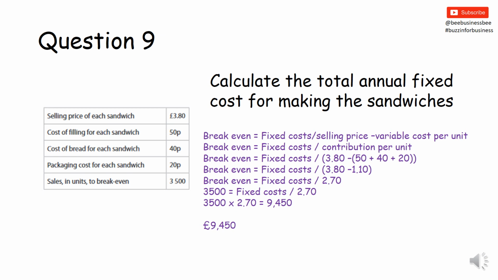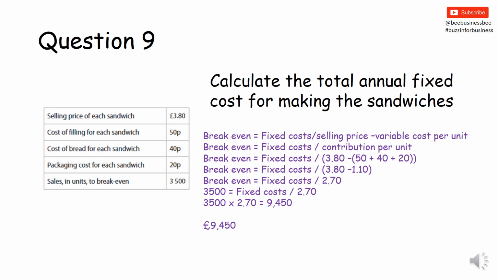So in this question here, it's one which requires you to rearrange a break-even formula. However, you would get 1 mark for writing out the break-even formula. So fixed cost divided by the selling price minus the variable cost per unit, or otherwise known as your fixed cost divided by your contribution per unit. So in this case here, we don't actually know the fixed cost, but we do know that we can solve our first part of this equation.